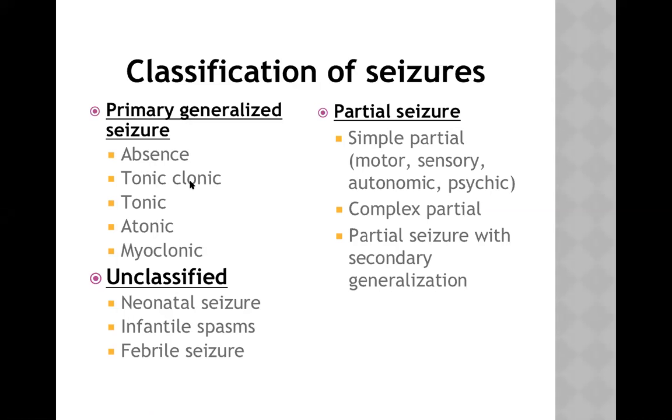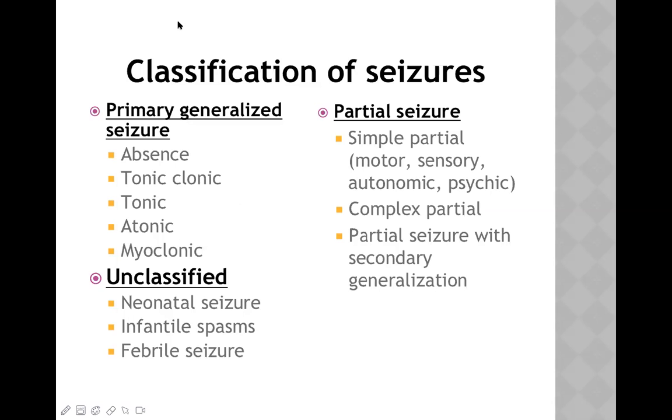Now, tonic-clonic. Tonic means the spasm of the muscle, and clonic means the rhythmic relaxation and contraction, or flexion and extension, which would be a better term. Rhythmic flexion and extension of the muscle group. That is tonic and clonic movement. Myoclonic is a jerky movement of some of the muscle group. So these are primary generalized seizures.